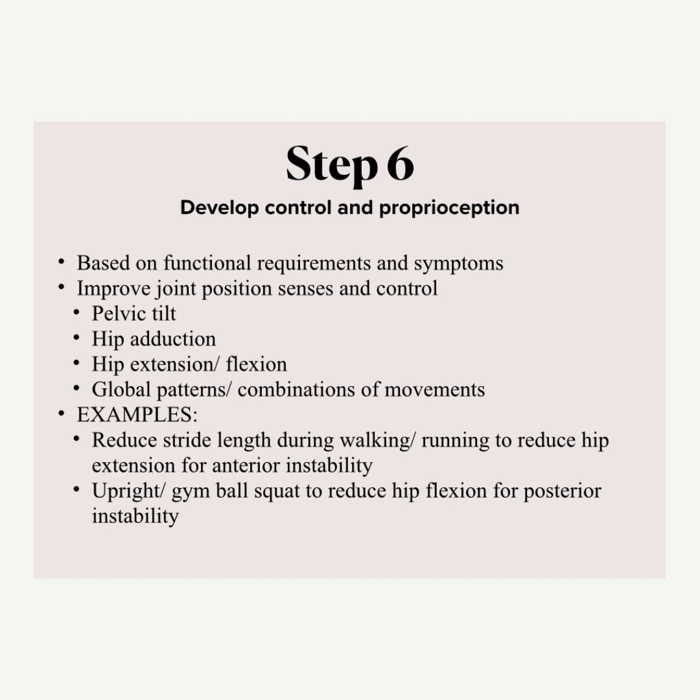So a couple of examples here where you may want to improve control or modify the technique would be reducing stride length during walking and running. So you're reducing hip extension for anterior instability, or trying to get them to have a more upright squat to reduce hip flexion for posterior instability. So you could do a gym ball squat, might be a nice alternative. So someone's got their back against the gym ball, they're nice and upright. The movement then for the squat becomes more about flexing the knees and less about flexing the hip. So there are a lot of ways to modify the movements whilst developing control in those positions that they struggle with.